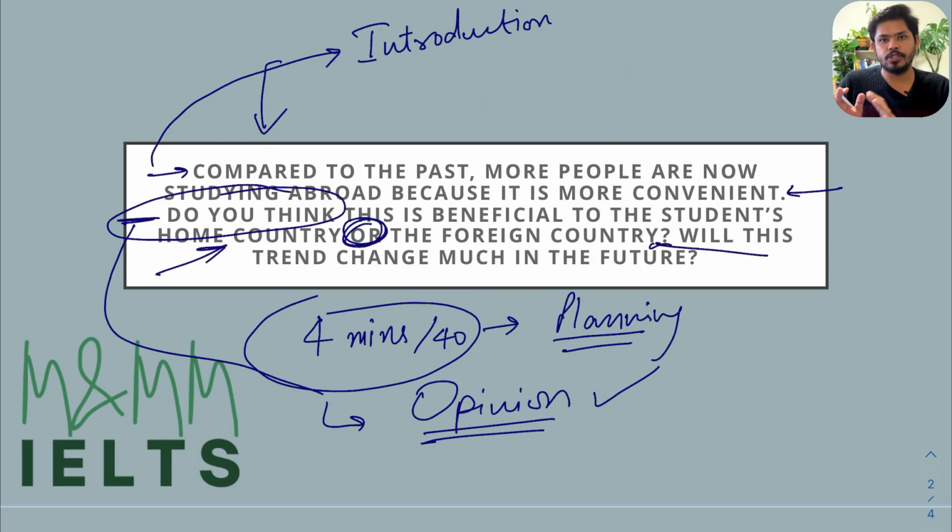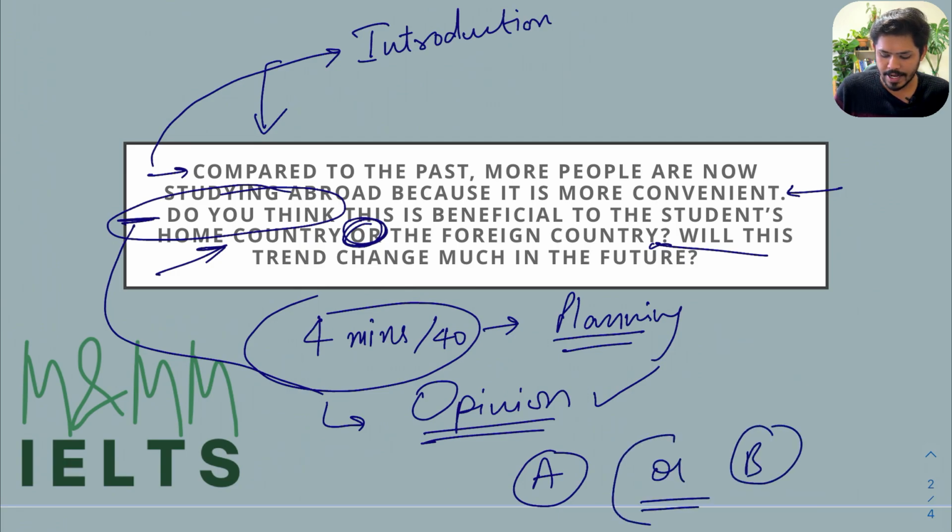So I have two options, A and B. A is home country, B is foreign country, and there is an "or" in between, A or B, which means I have to take a stand. It is very important you read every single word in the essay title, because that will help you in planning, which means I have to now make up my mind whether I have to stand and support the home country, whether it is beneficial for the home country or it is beneficial for the foreign country. So that planning needs to be done.